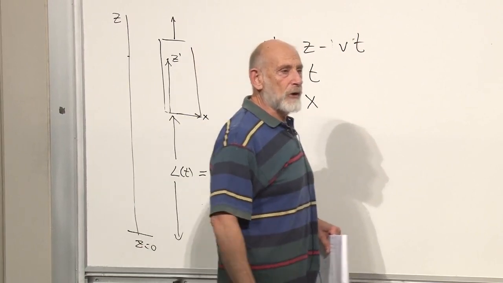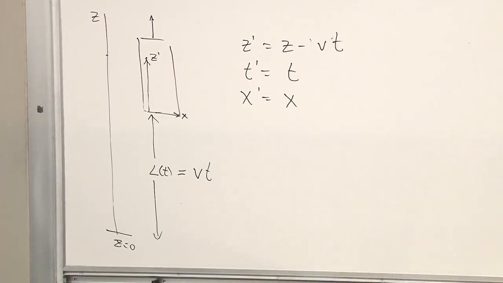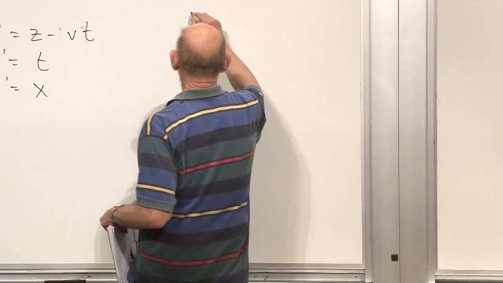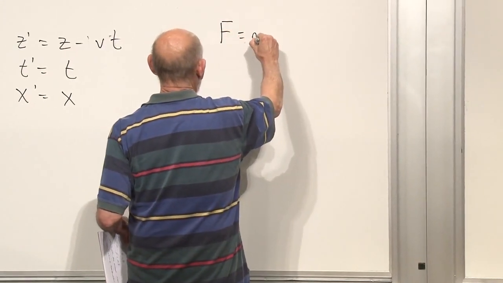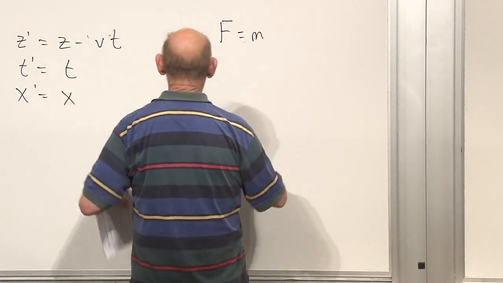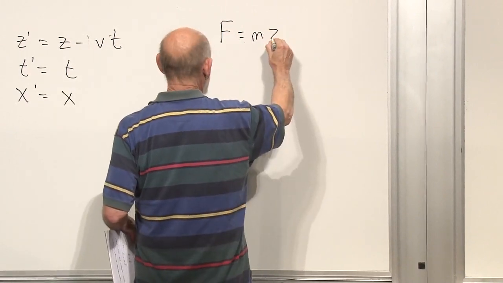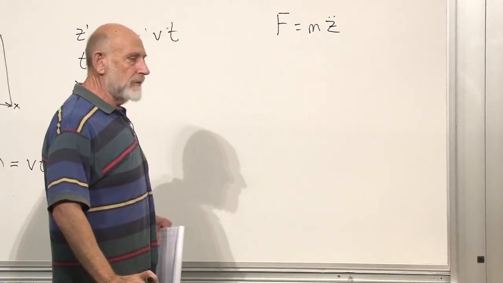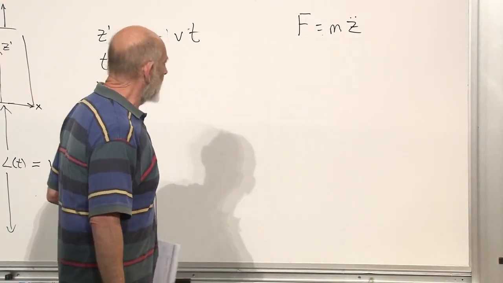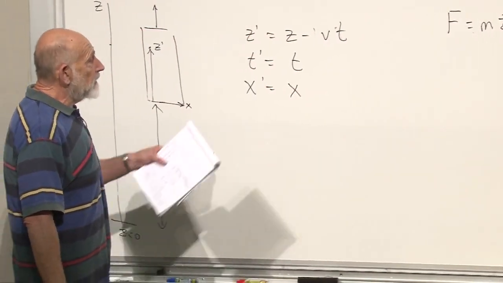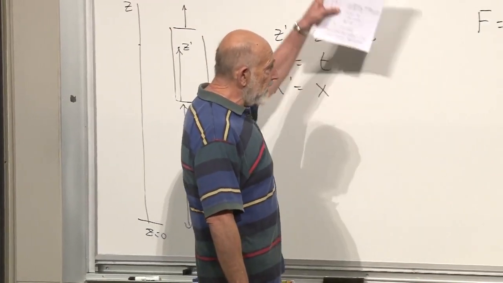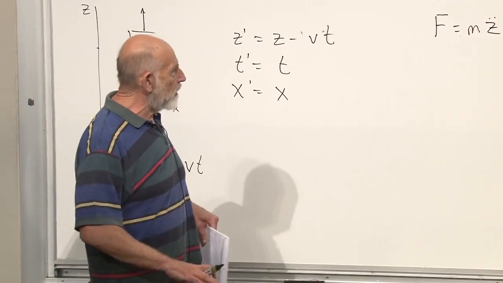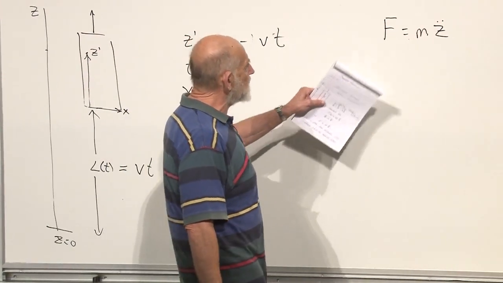Good. Now let's ask about a law of physics. Let's take the law of physics, Newton's law of motion, F equals ma. And what is a? A is z double dot, the second time derivative of z with respect to time. That's called the acceleration, the vertical acceleration. This, of course, is the z component of force. Let's forget about the x component of force and the y component of force. They're not interesting in this context.